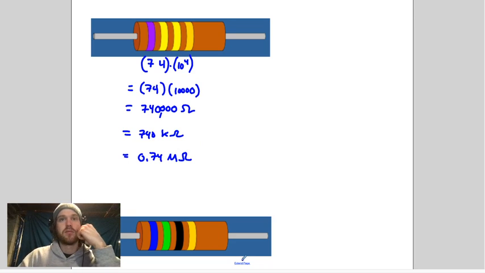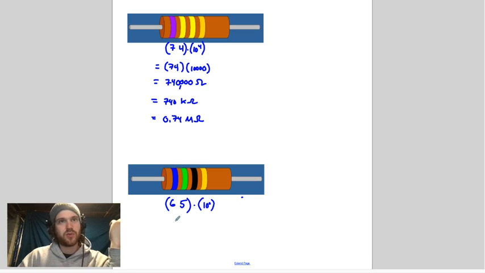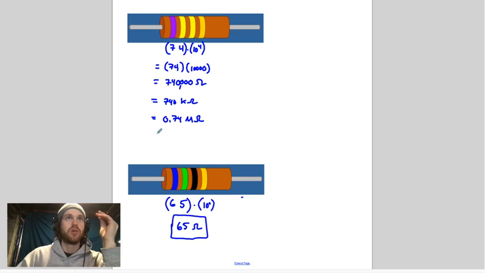Okay, next one. Let's see here. Blue is 6. That's a green. And this is black, which is 0, which means we would do times 10 to the 0, ignoring the last one. So just looking at the first three. Well, times 10 to the 0, 10 to the 0 is 1. So this is 65 times 1, which is just 65 ohms. We're done. I think this one is our best bet here.